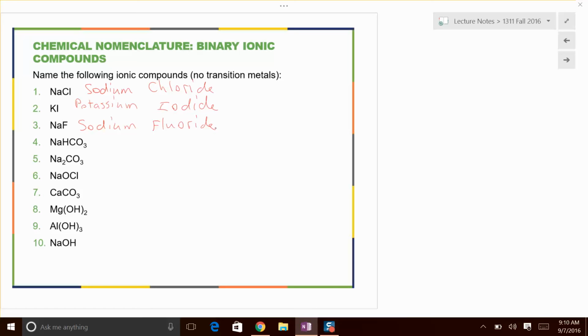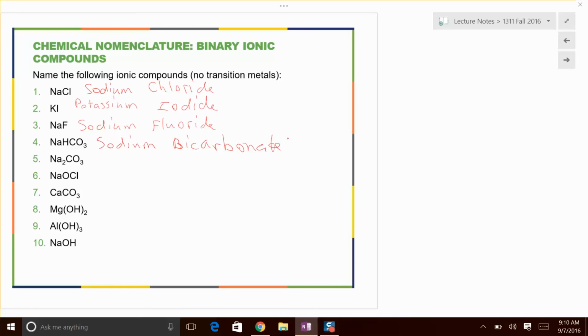This one's trickier. You would probably want to look up what HCO3 is, because that's the polyatomic ion there. Okay? So we could look that up, and it's bicarbonate. If it's the polyatomic ion, I simply use the name of the polyatomic ion. Sodium bicarbonate. That might sound familiar because that's baking soda. That's what you guys use in your cookies. Okay? Sodium bicarbonate.